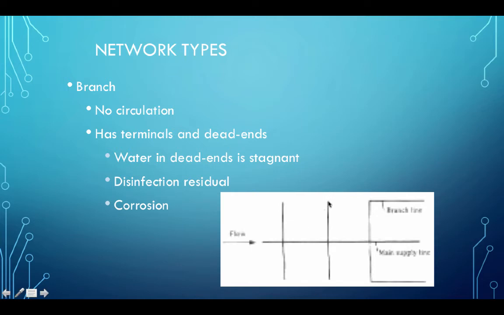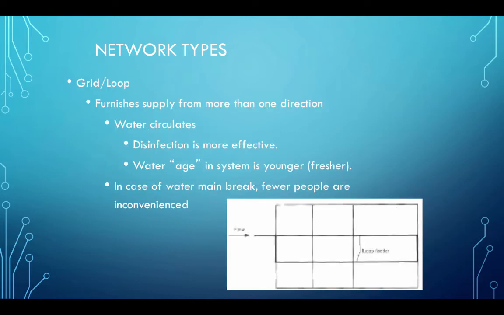Unless there's literally a demand at this location, the water's not going to move here. So it only perhaps moves a couple times a day, if at all. And water sitting stagnant, using up disinfection residual, can corrode the interior of the network. A preferred system, from a water quality and actually hydraulic management standpoint, is a grid or loop system. And so water comes to a particular junction from more than a single direction. So as long as there is non-zero demand somewhere in this network, the water's going to circulate. In some cases very slowly, but it moves.